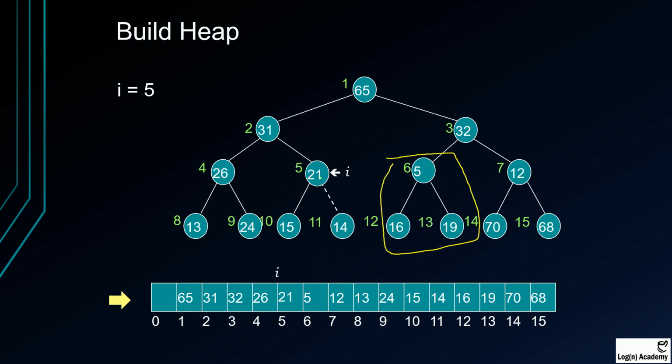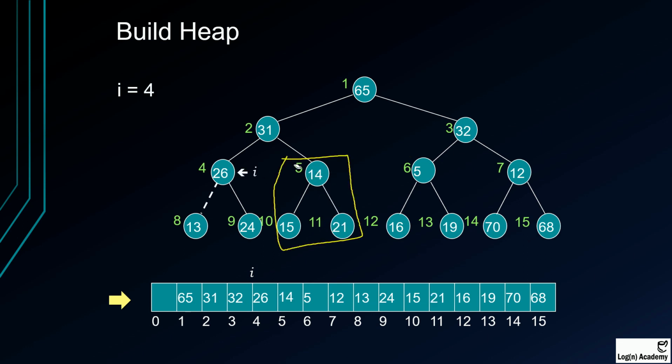Now what we have next is I is at 5. In the same way, we will do the swapping. 14 will go up, 21 will come down. Now this has been done. This subtree is a heap tree now.